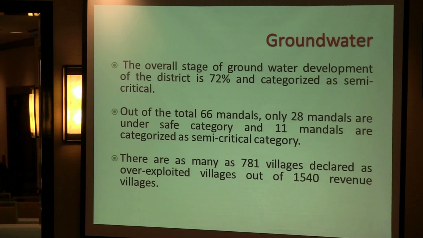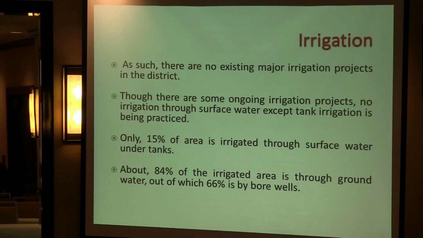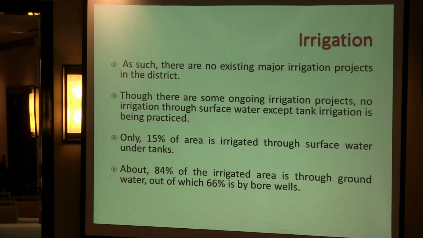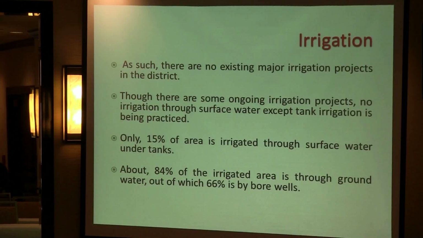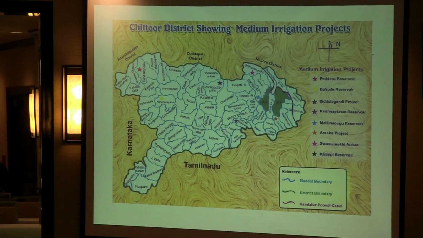And there are as many as 781 villages which are declared as overexploited. That means there is extra exploitation of the groundwater, which is leading to depletion of the levels, and as there are no existing major irrigation projects, this is a cause of concern to the surrounding. If you see this map, it shows clearly that the majority of the districts have very scant rainfall.